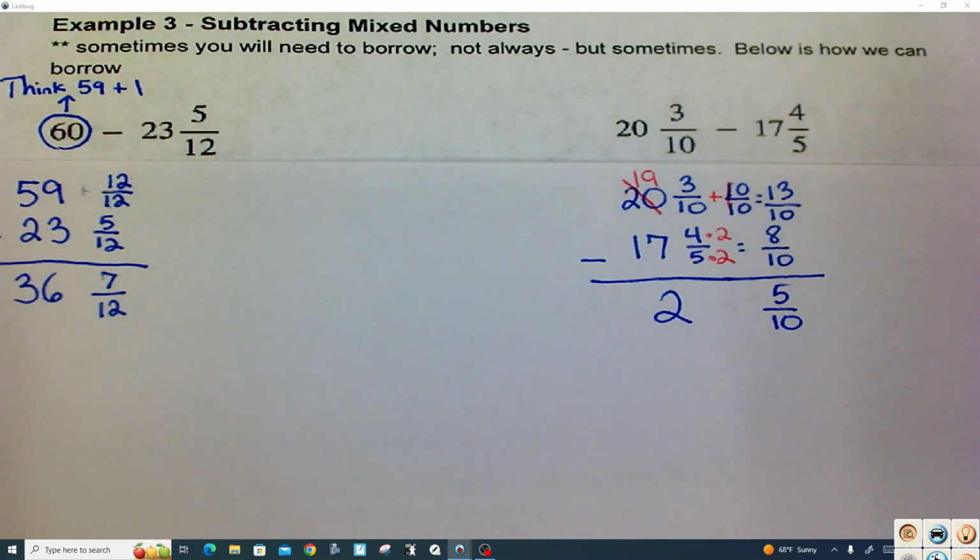And now just ask yourself, can I simplify the fraction? There you go, 2.5.